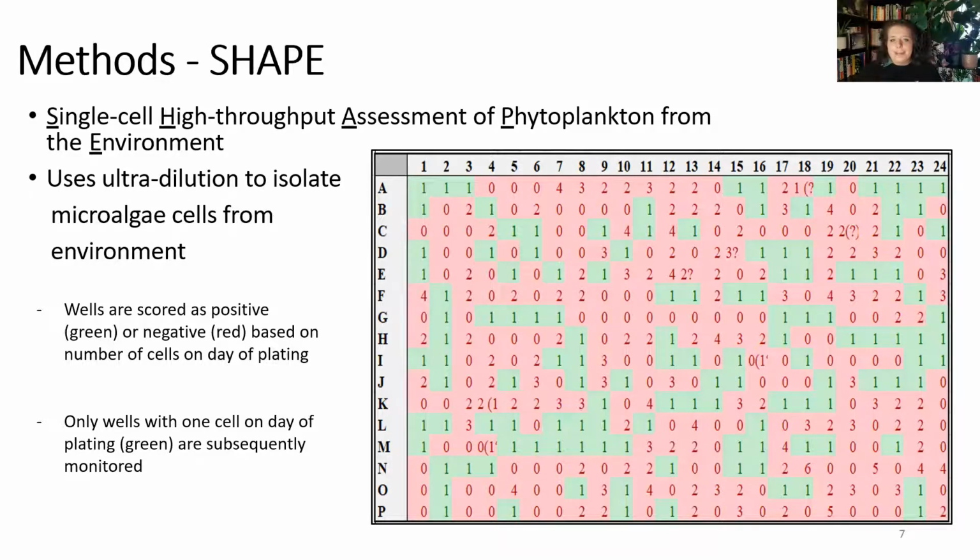This ultra-dilution-based method is called SHAPE, which stands for Single Cell High Throughput Assessment of Phytoplankton from the Environment. In order to isolate cells, I first count the cells in the sample under a microscope to determine the initial culture density. Then I dilute the culture to 1 cell per 20 microliters. Next, I plate the diluted mixture in 20 microliter increments into a 384 well microplate and count the number of cells in each well immediately after plating. If the well has only 1 cell upon plating, shown on this plate template in green, then that well is subsequently monitored and used to inoculate a new monoculture, which can then be barcoded.